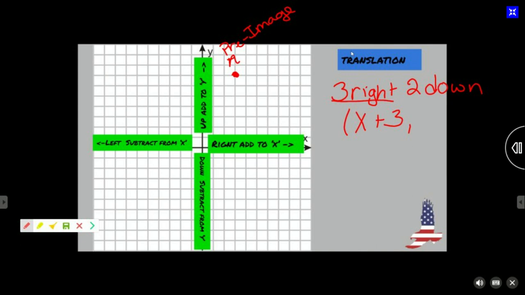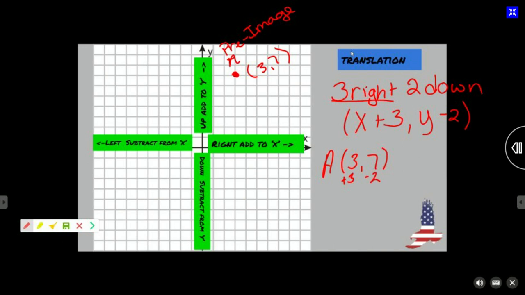Okay? Now what am I going to do to Y? It says 2 down. You're going to subtract 2. So Y minus 2. Alright, now what are the coordinates? 1, 2, 3, 4, 5, 6, 7. So A, my pre-image, is 3, 7. My rule is X plus 3, Y minus 2.